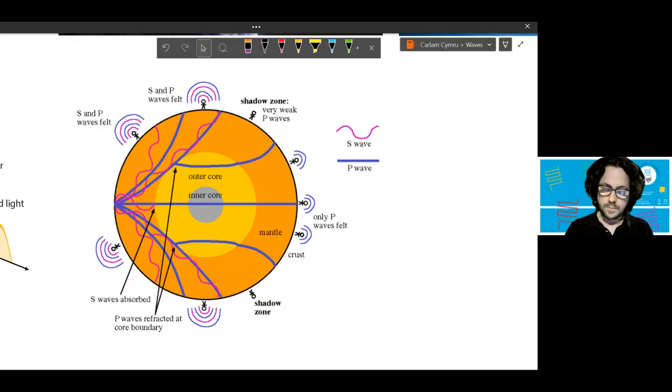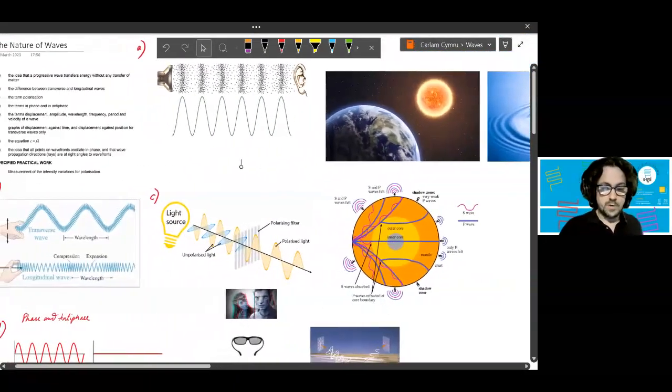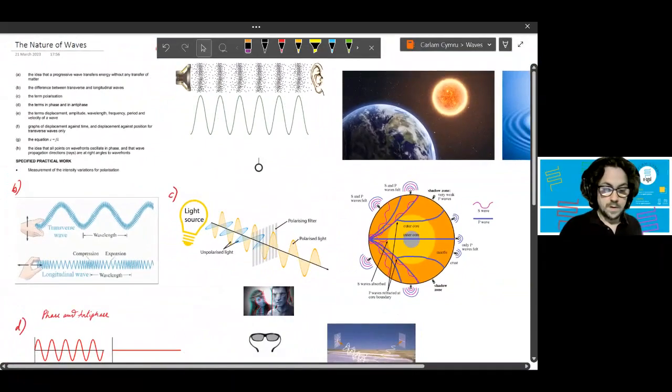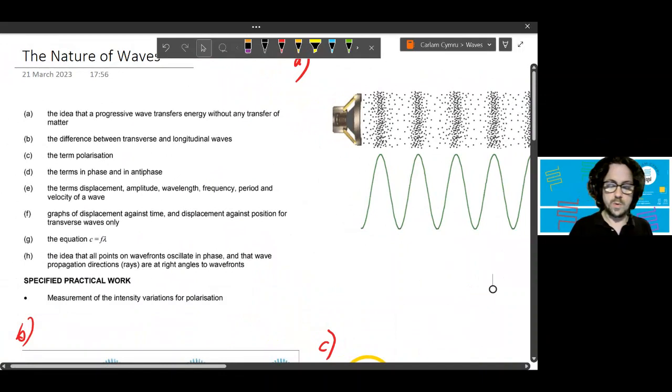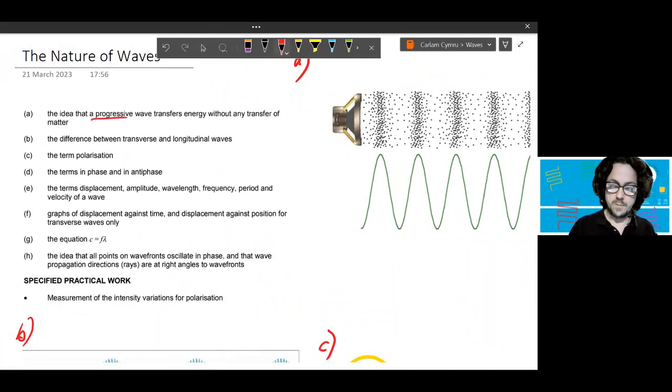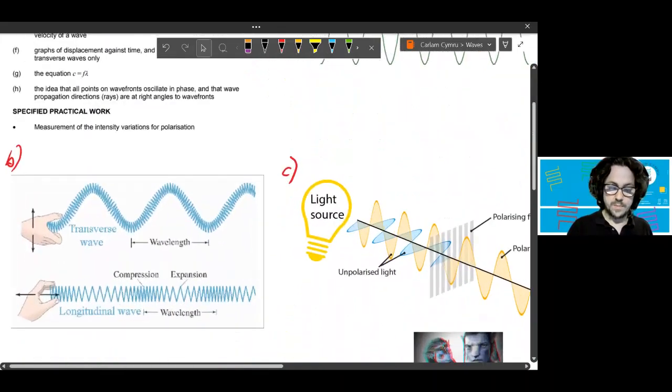Right, so moving on then, now that we've described that, we're going to jump straight into the difference between transverse and longitudinal waves. Now, the word progressive wave, I should mention, we'll come to in just a moment. Essentially, I'll address that when I address transverse and longitudinal waves.